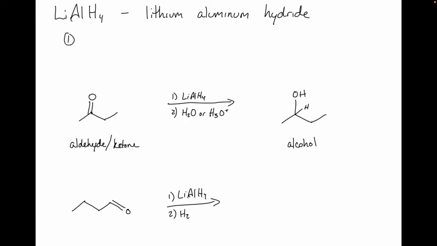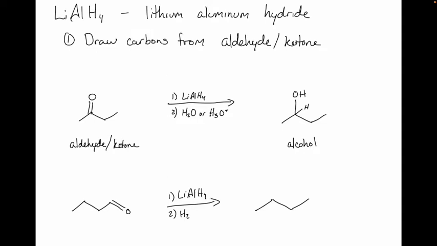All right, so I guess again, we can be good and write our step-by-step procedure. It's much easier than with the Grignard, but nonetheless, first thing we're going to do is draw the carbons from my aldehyde or ketone. I'm going to make sure I have the same 1, 2, 3, 4 carbons on my product side as I had on my reactant side. And then I'm just going to convert that carbonyl into an alcohol. So this carbon here that used to have a carbonyl is now going to have an alcohol.